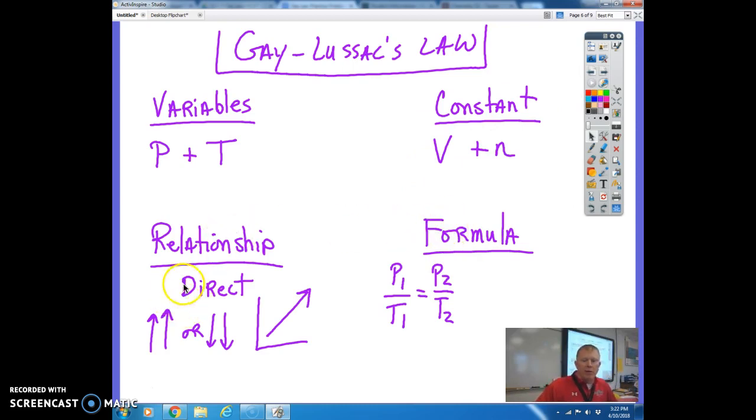Since it is a direct relationship, the formula is going to be division. So you have initial pressure divided by initial temperature, secondary pressure divided by second temperature. And it still needs to be in kelvins. Okay, so we have to use our kelvins where we add 273 degrees to whatever Celsius we have. So let's do a practice problem.